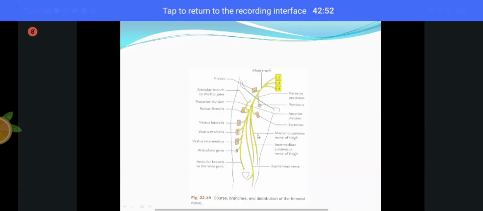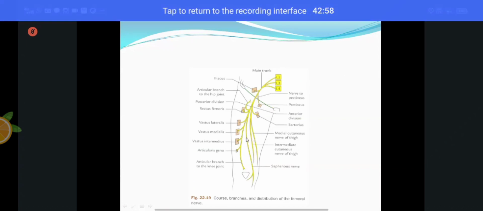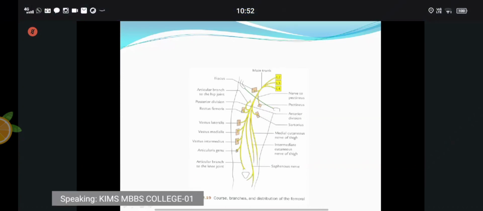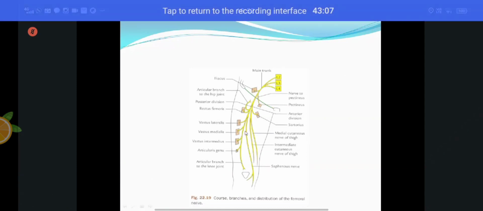So what are the cutaneous nerves you see from the femoral nerve? From the anterior division, you have the medial cutaneous nerve of the thigh and the intermediate cutaneous nerve of the thigh. And the other cutaneous nerve is what? The saphenous nerve, which is the longest cutaneous nerve and which arises from the posterior division of the femoral nerve.